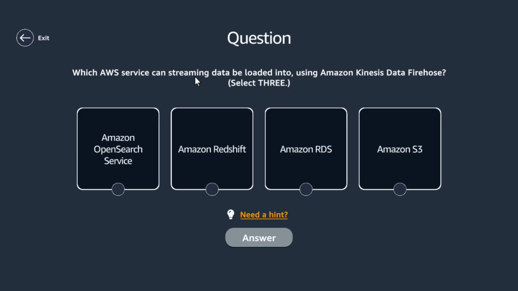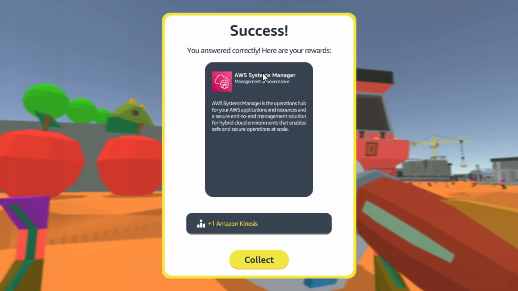Select 3. And I think you can pretty much do this, this and this. I think it's not RDS. We can click a hint and see, but I'm pretty sure. I think it's not RDS, but we'll see. Yes, we are right. And we got AWS Systems Manager. I will take that.